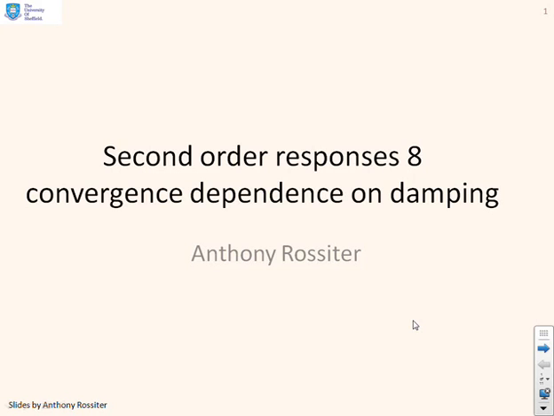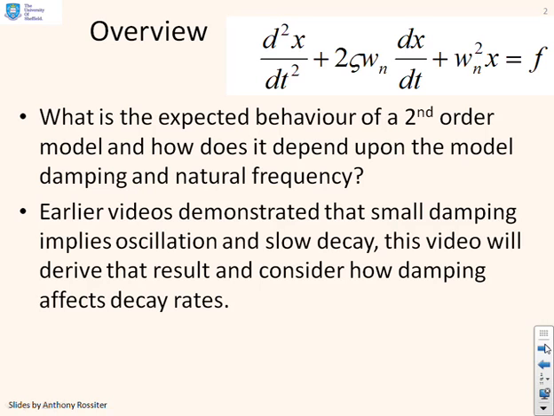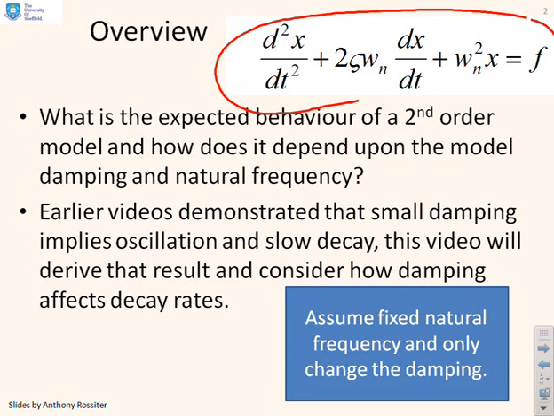The 8th video on second order responses looks at the dependence of convergence rates on the damping ratio. You'll remember then that this sequence of videos is looking at systems described by second order models a bit like this: d2x/dt² + 2ζω_n dx/dt + ω_n² x = f. And we're looking at how the behaviour depends upon the coefficients, and in particular we're now looking at damping ratios ζ and natural frequencies ω_n.